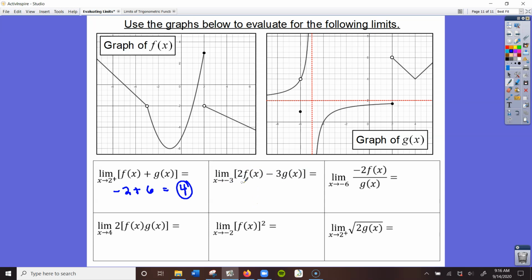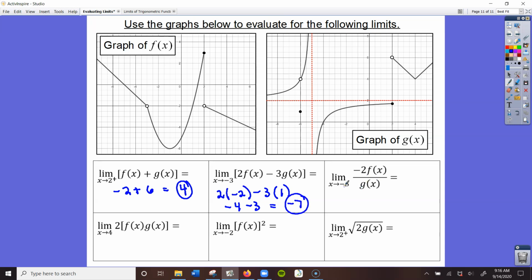Next, we have the limit as x is approaching negative 3 of 2 f of x minus 3 g of x. So we have 2. Remember the constant we can multiply after we find the limit. I'm going to find the limit as x is approaching negative 3 of f of x, which is negative 2, minus 3. And now I find the limit as x is approaching negative 3 of g of x, which is right here, so 1. So this gives me negative 4 minus 3, which is equal to negative 7.